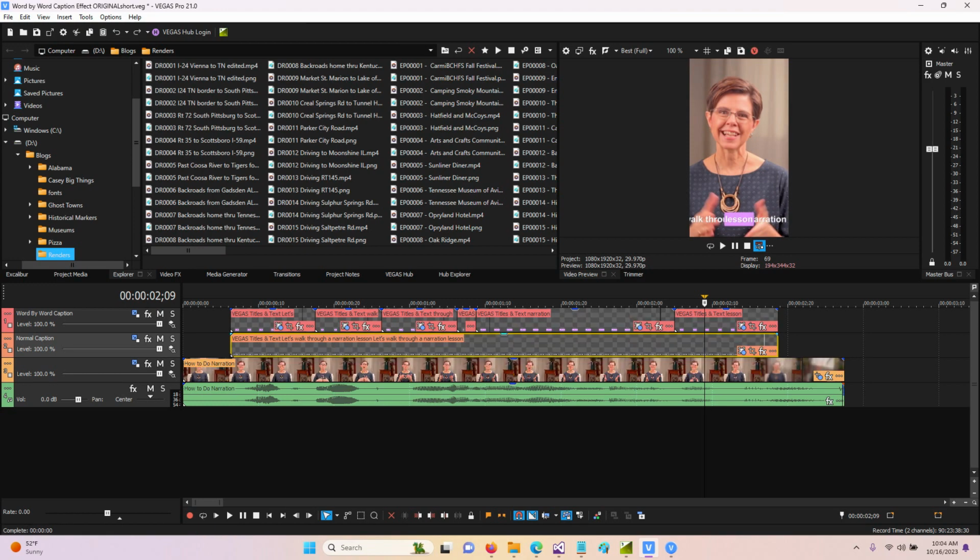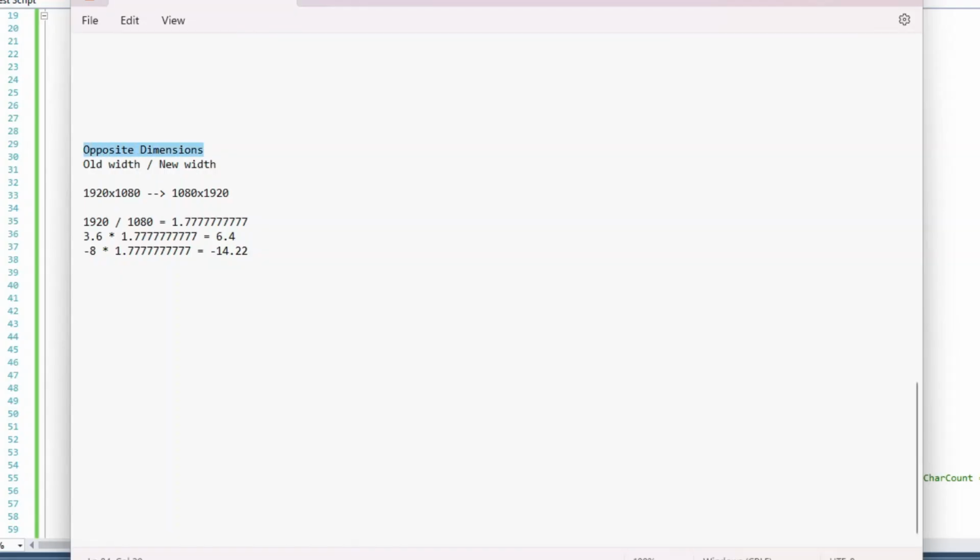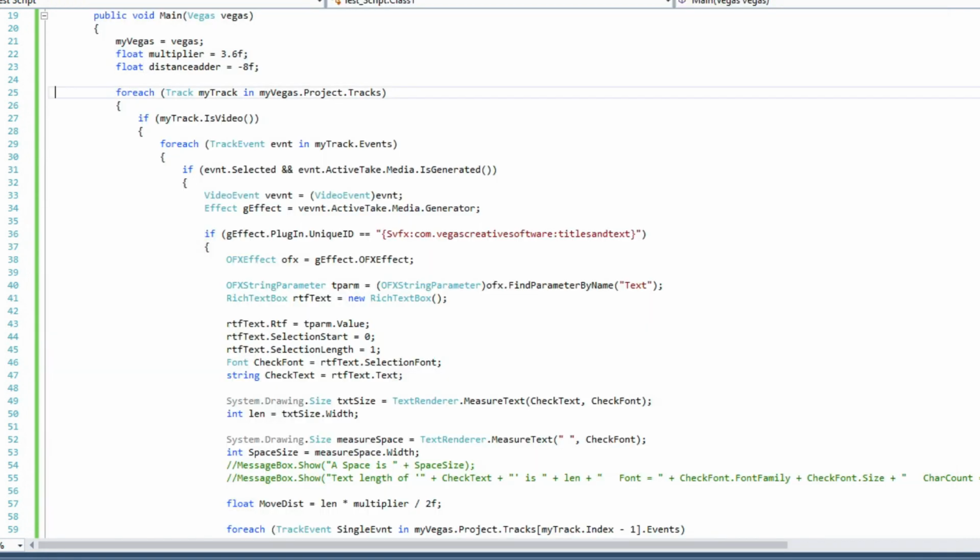How are we going to get those different numbers? Well, here we have an opposite dimension. We're going from 1920 by 1080 to 1080 by 1920. And so what I want to do is take the old width divided by the new width. So I take the 1920, divide that by 1080, and I get 1.77777. If I take my 3.6 and multiply it by that number, it comes out with a 6.4. And then if I take my negative 8 and multiply that by that number, it comes out with a negative 14.22. So let's go in and change this to a 6.4 and negative 14.22. Save that.